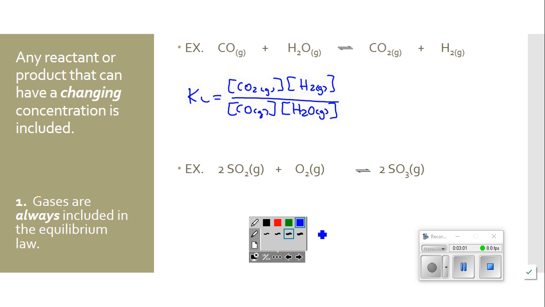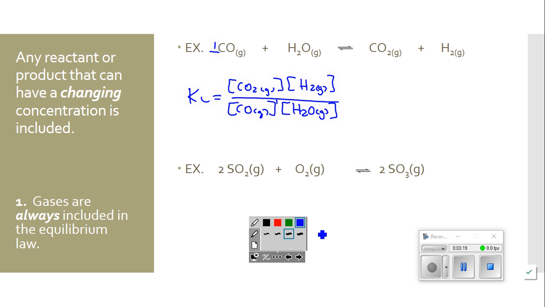Now, in a lot of reactions, the coefficient for a lot of substances is 1. So there would technically be a 1 here. That means that there would technically be an exponent of 1, but anything to the power of 1 is just that same value. So you don't need to include it.